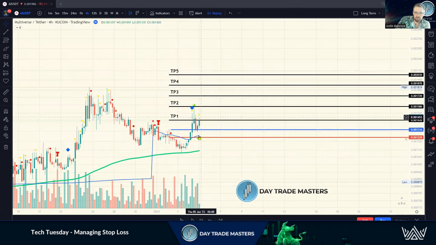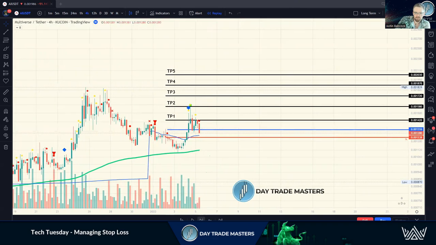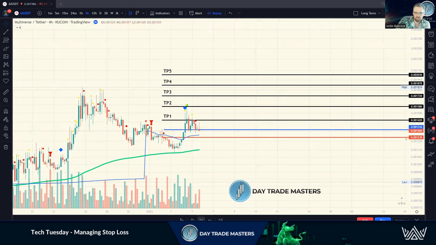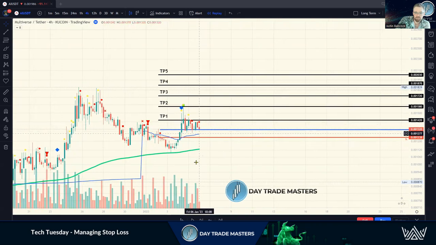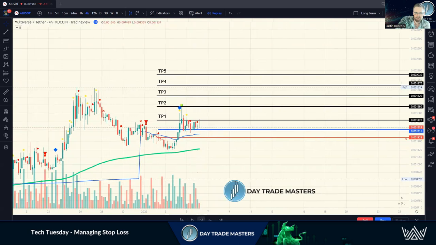So as we move up, let's see how this goes. So it came back down, building support again. So this would have given us another opportunity to farm if we were on here. No, I didn't. So there's that TP1 again. I did not get that opportunity.